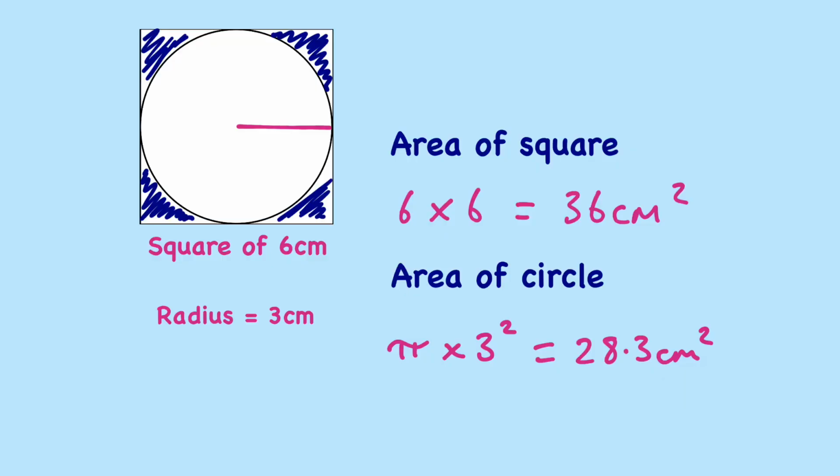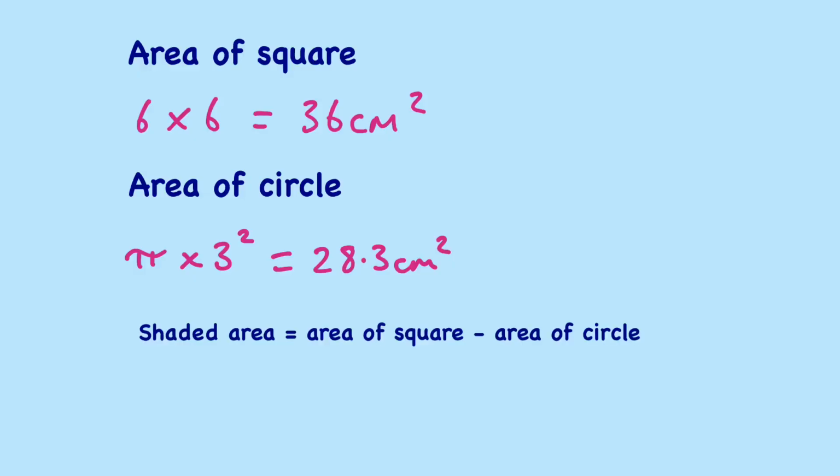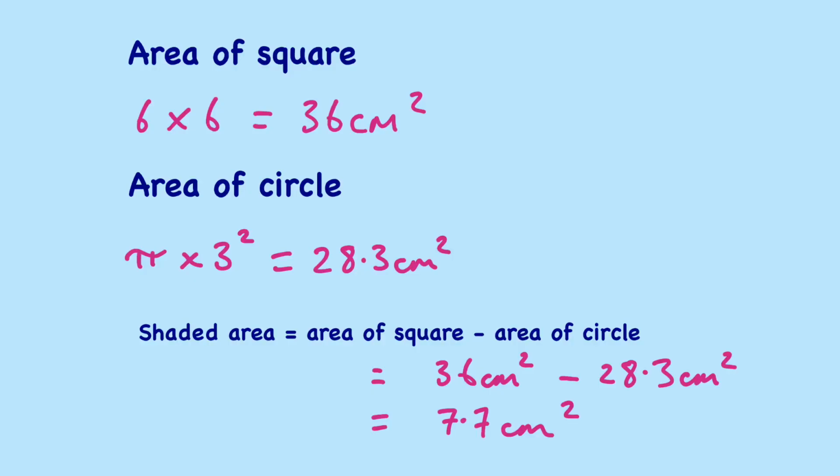28.3 centimetres squared. So we now have the area of a square, which is 36 centimetres squared, and the area of the circle, which is 28.3 centimetres squared, and all that's left is to subtract them. So we'll have area of a square minus the area of the circle, which is 36 centimetres squared minus 28.3 centimetres squared. So the final answer for the shaded area is 7.7 centimetres squared.